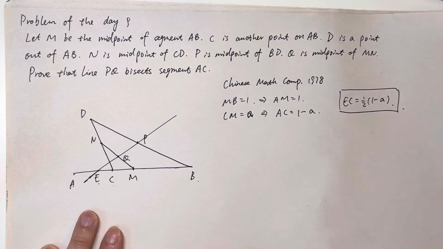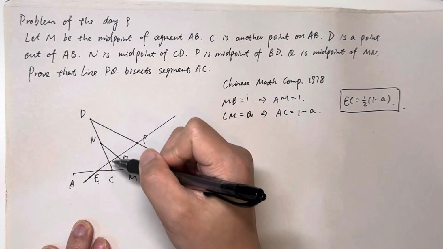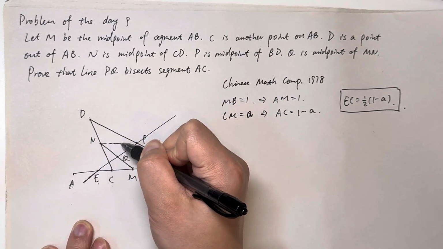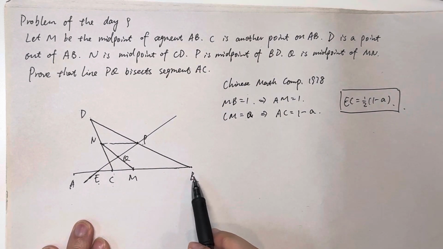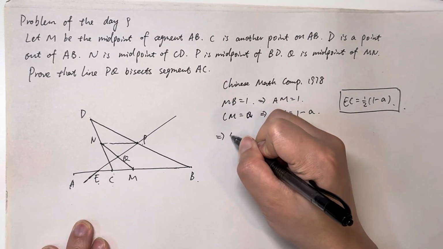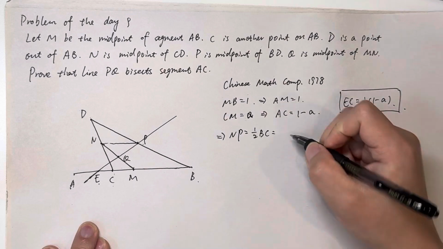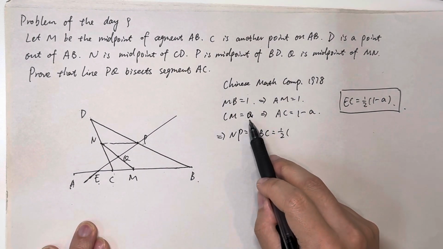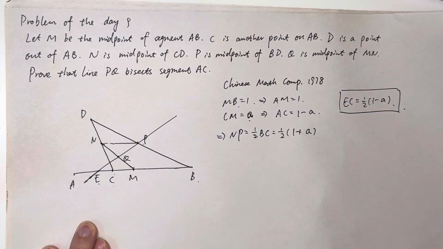So let's find the length of EC. Based on the problem, we know N is the midpoint of CD, P is the midpoint of DB. So we connect NP here. We know that NP is parallel to BC and NP equals half BC. So NP equals half of BC, which equals half of BM plus CM, right? CM equals A, BM equals 1, so 1 plus A over 2, that's NP.